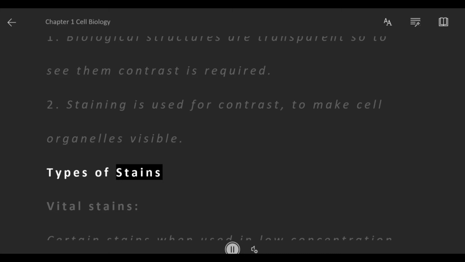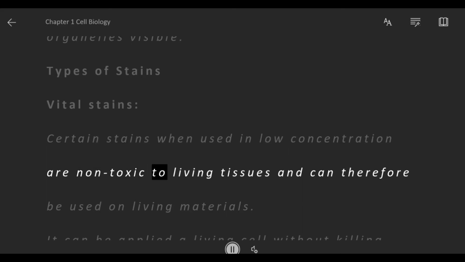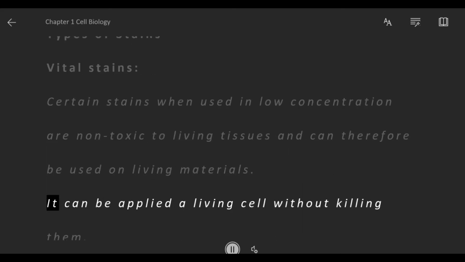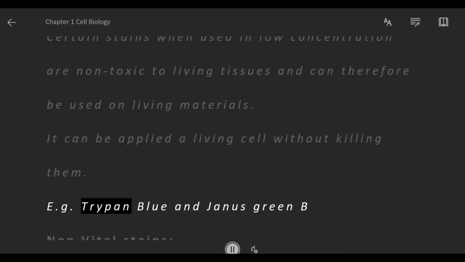Types of stains. Vital stains. Certain stains, when used in low concentration, are non-toxic to living tissues and can therefore be used on living materials. They can be applied to living cells without killing them, e.g. trypan blue and Janus green B.